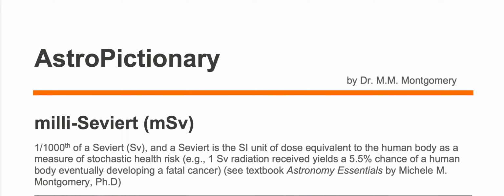A millisievert, or mSv for short, is 1/1000th of a sievert, and a sievert is the SI unit of dose equivalent to the human body as a measure of stochastic health risk. For example, 1 sievert of radiation received yields a 5.5% chance of a human body eventually developing a fatal cancer. Let's take a look at microsieverts, millisieverts, and sieverts received by the human body.